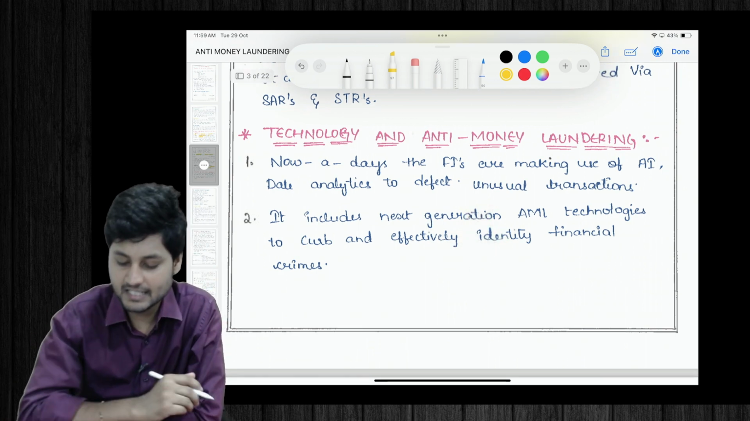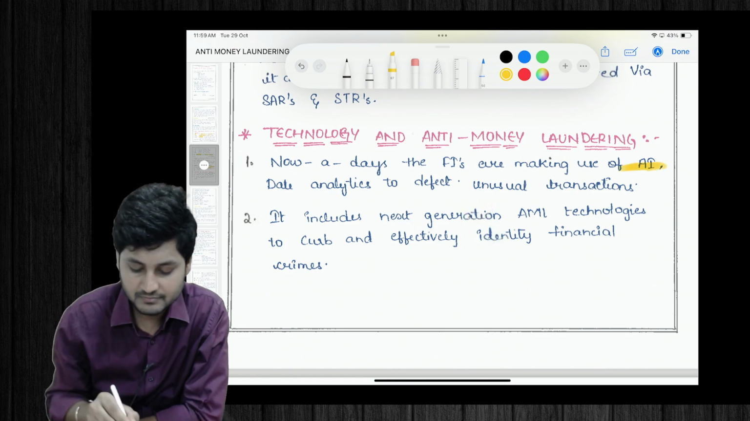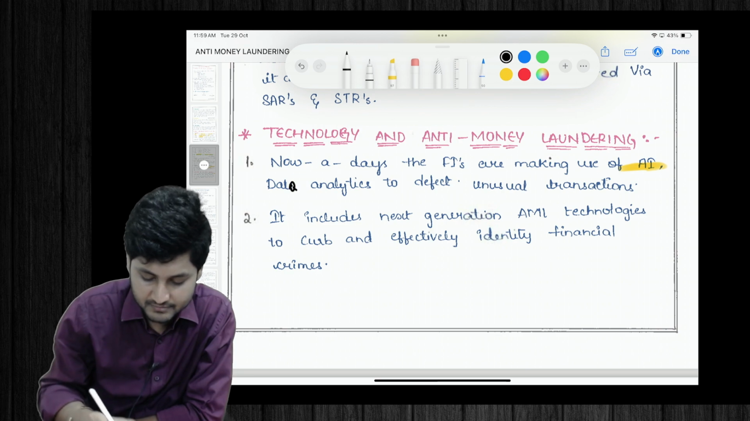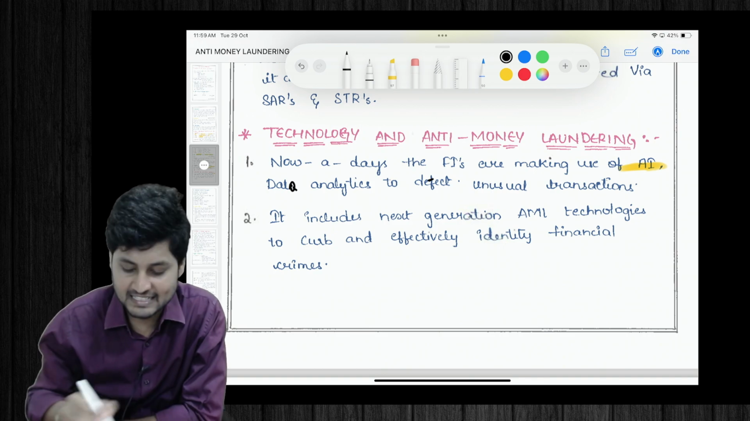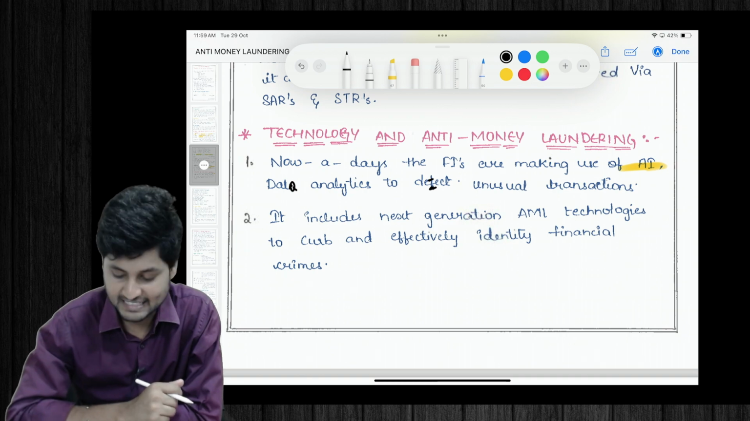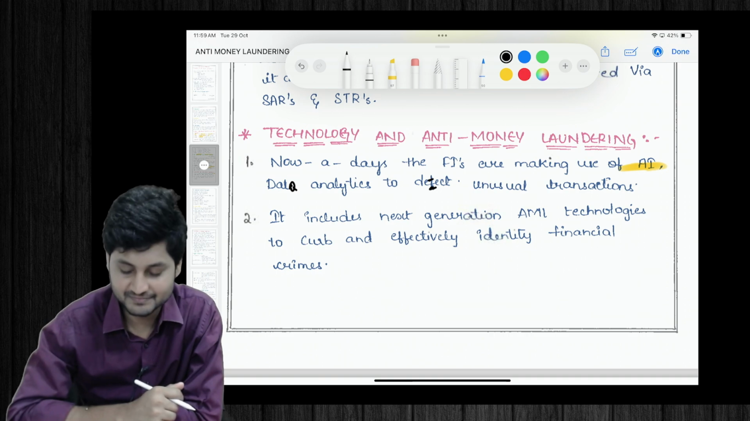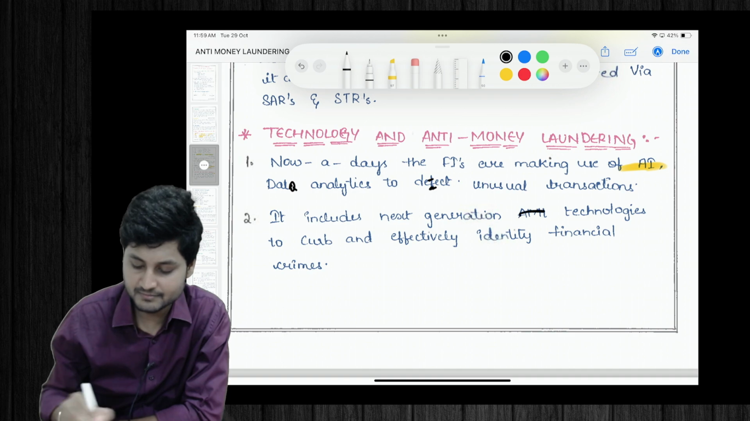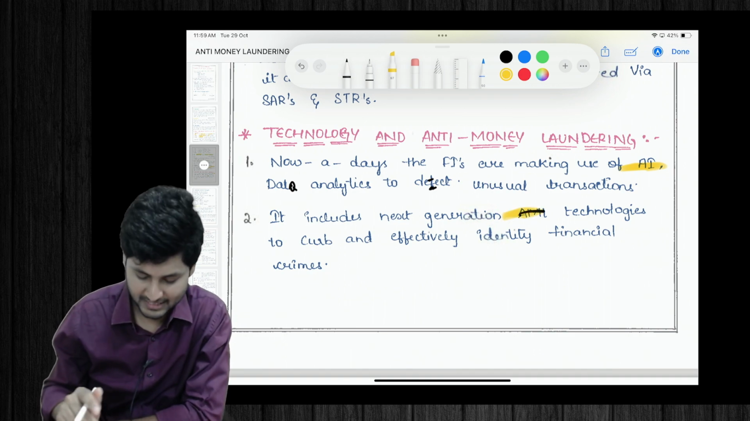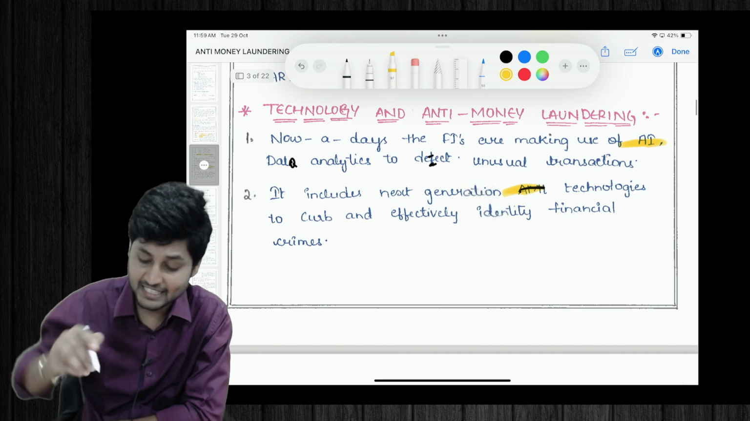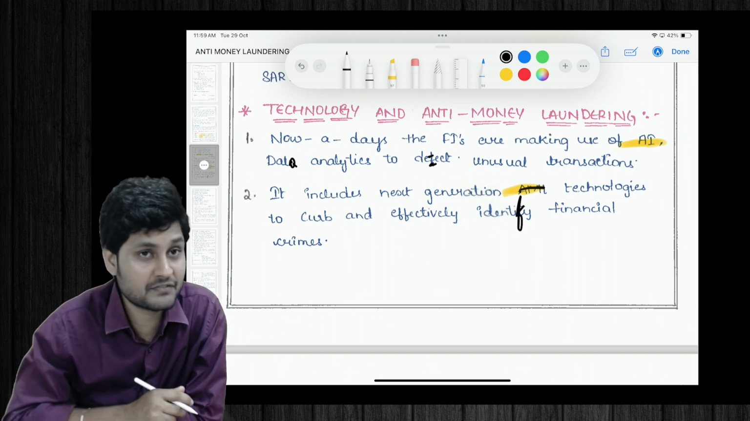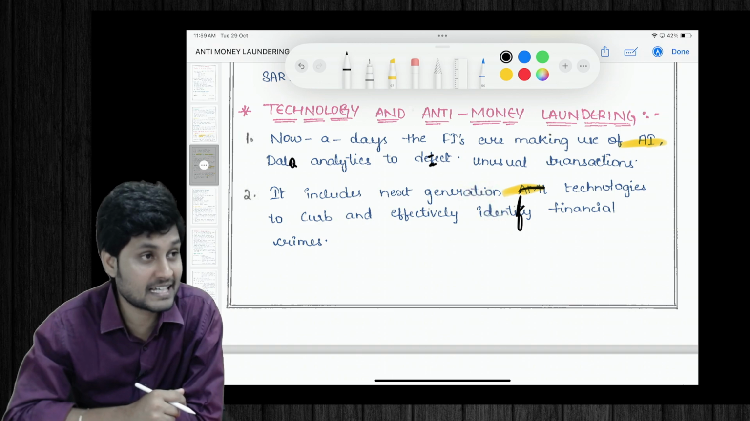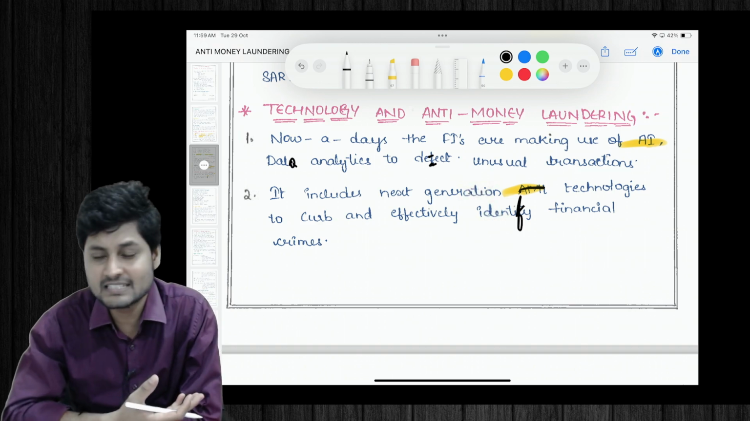Nowadays, financial institutions are making use of AI and data analytics to detect unusual transactions. It includes next generation AML technologies. What is AML? Anti-money laundering technologies to curb and effectively identify financial crimes. So for financial crimes identification, we are using next generation AML technologies. So what comes under next generation AML technologies?